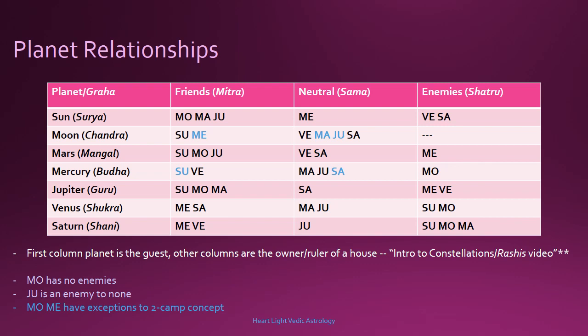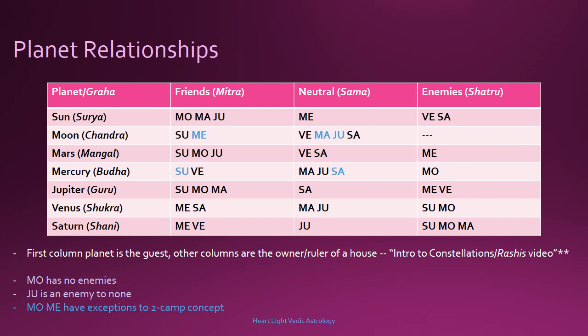Then you'll see the second column is friends, or Mitra. The third column is neutral, or Sama. That's like the same energy. Sama is sort of like "same", a close translation in Sanskrit. And then this last column is enemies, or Shatru.